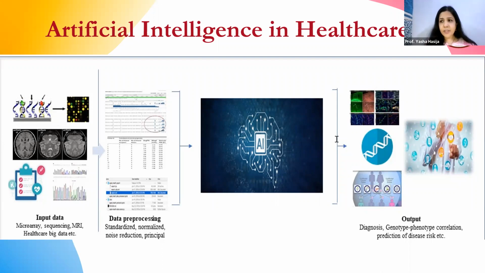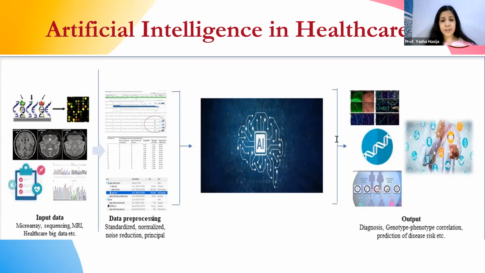And therefore, the data exists, now the prediction of what can be residing within the data has to be modeled, and that modeling is done using artificial intelligence. And that model may then subsequently help in disease diagnosis, in predictions of disease risks, the genotype phenotype correlations, and so much more.